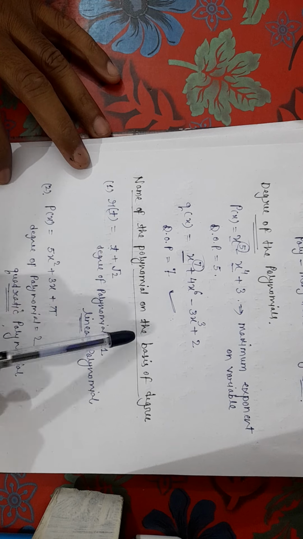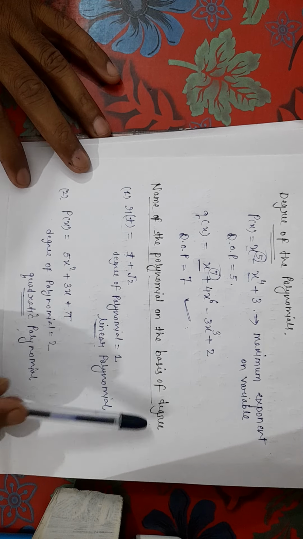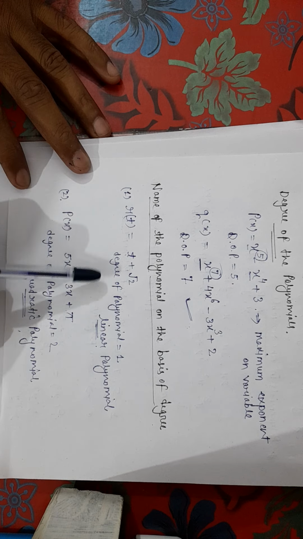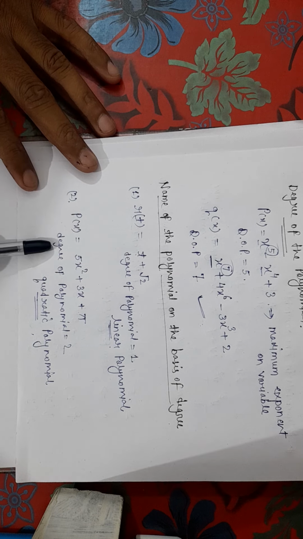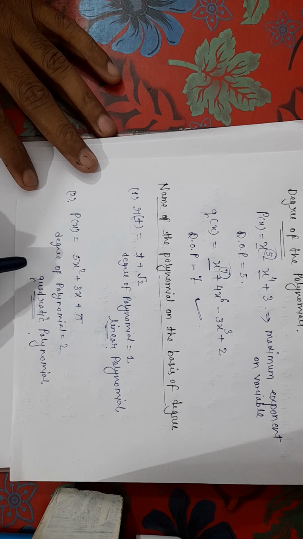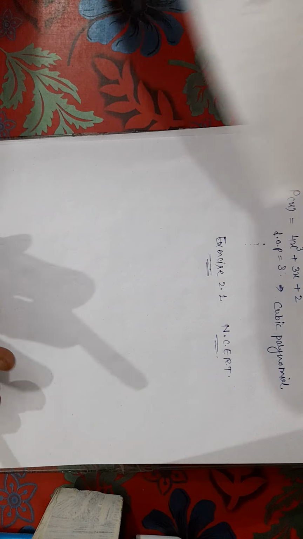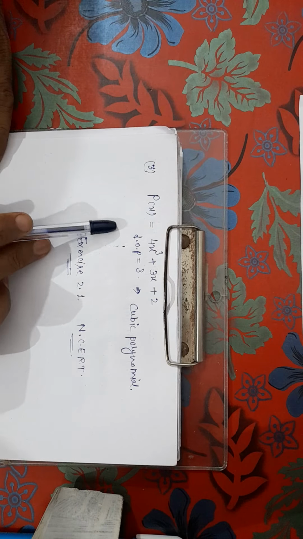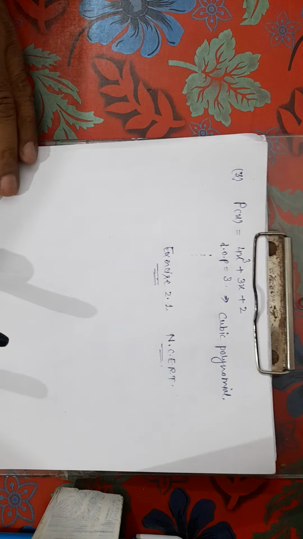Name of the polynomial, other heading is name of the polynomial on the basis of degree. Here on the basis of degree, a polynomial having degree 1 is known as a linear polynomial. Polynomial having a degree 2 is known as a quadratic polynomial, and a polynomial having a degree 3 is known as a cubic polynomial.